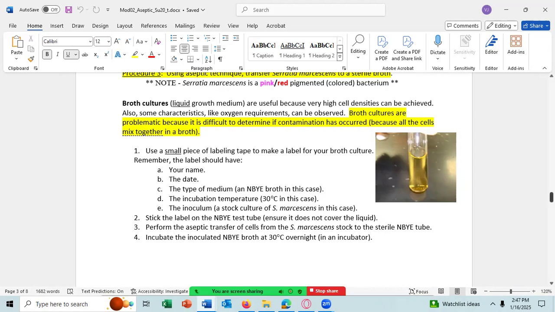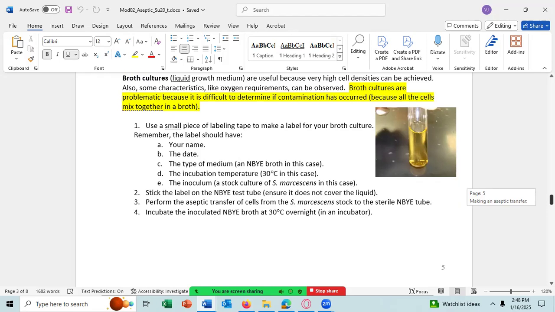When you're working with a tube, remember it needs to be appropriately labeled. You get a piece of tape and you put your name on it, the date, and the type of medium it is. The incubation temperature is optional, and you do have to say what it is you're growing. The inoculum, like in procedure three, we will be growing Serratia marcescens. In this case, you just say sterile water was added.